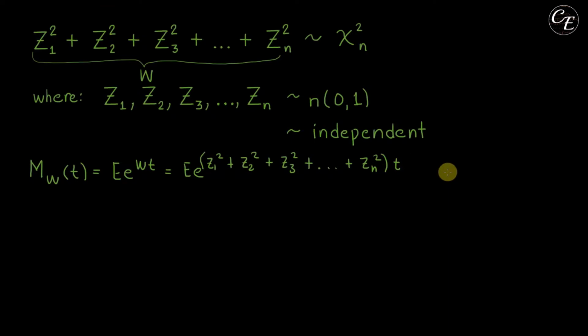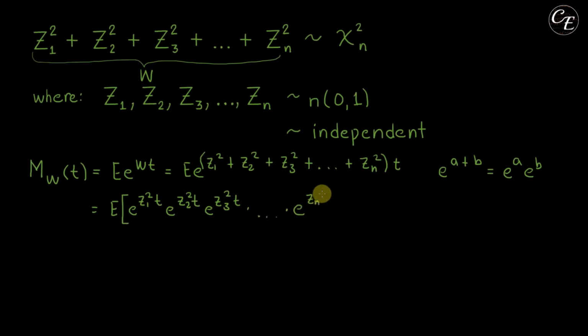And then from algebra, we know that e raised to a plus b is equal to e raised to a times e raised to b. And then distributing this t for each term in here, and then applying this, we have expectation of e raised to z sub 1 squared t times e raised to z sub 2 squared t times e raised to z sub 3 squared t, and then times etc. until e raised to z sub n squared t.